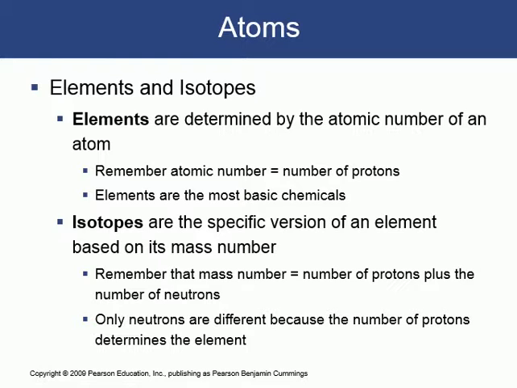So the atomic number does not change. If you change the atomic number, you're talking about something else. It's not hydrogen anymore. But if you change the mass number, that's fine. It's an isotope. So the isotopes will have a different mass number, but the same atomic number. They have different neutrons.